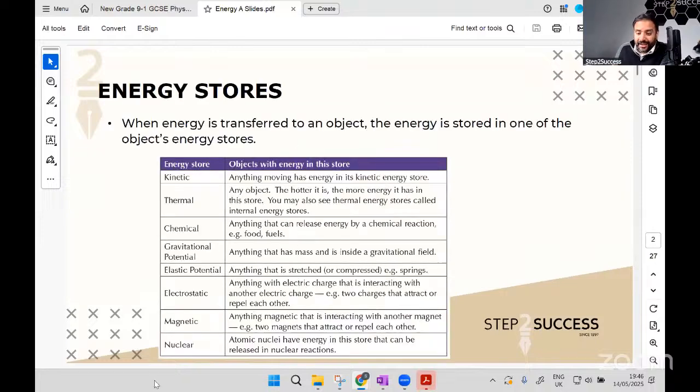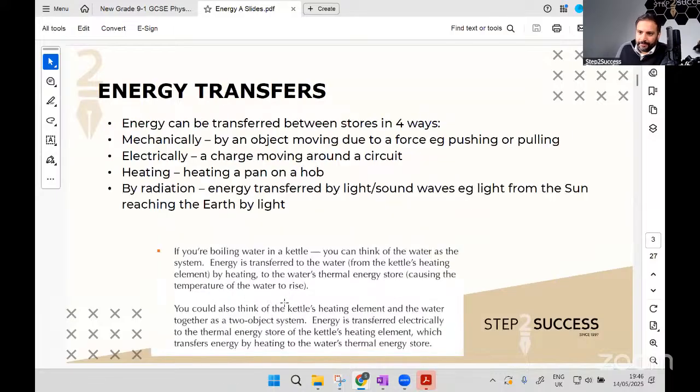Such as the different types of energy that you should be familiar with, like kinetic means moving, gravitational is anything off the ground, chemical is usually in batteries and so on. Energy transfers, I'm not going to talk about.